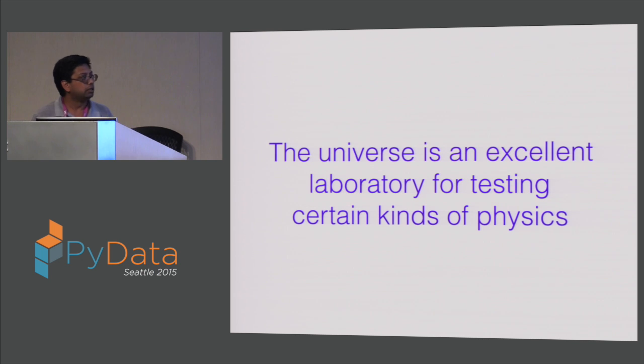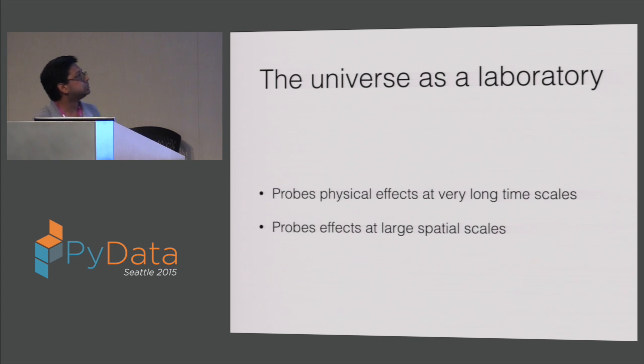So the first thing that I want to bring to you is that I think that the universe is an excellent laboratory for testing certain kinds of physics. So we usually think of testing physics in laboratories, and you have much better control of data there. But looking at the sky actually gives you certain things that you can't get otherwise. One is you can probe physical effects at very long time scales, and also at very large spatial scales, which is why there are certain kinds of physical effects that you can see very well here.